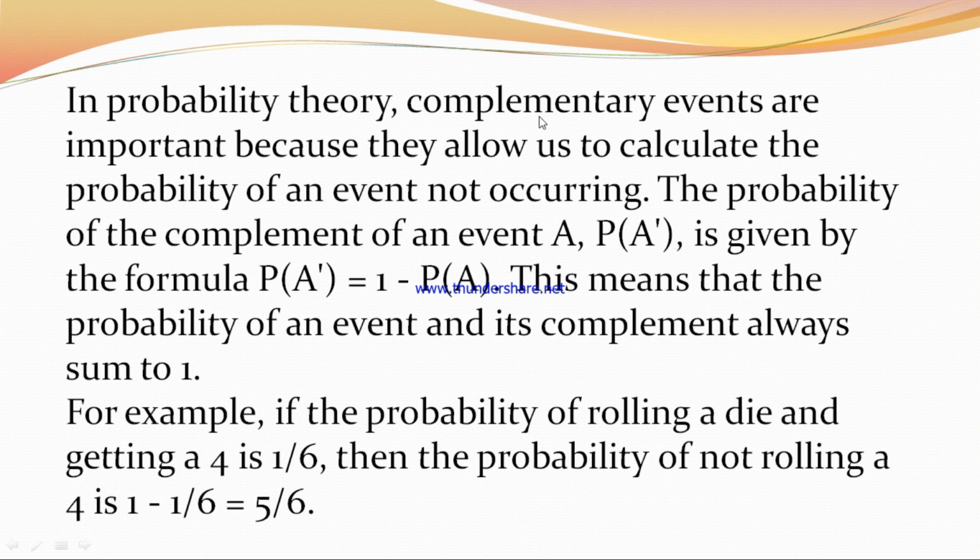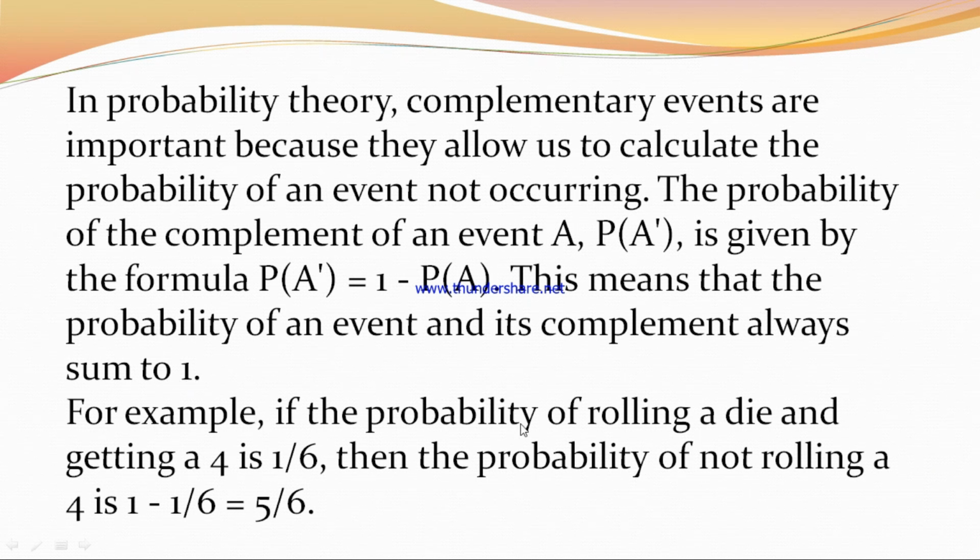In probability theory, complementary events are important because they allow us to calculate the probability of an event not occurring. The probability of the complement of an event A, probability of A complement, is given by the formula: probability of A complement is equal to 1 minus probability of A. This means that the probability of an event and its complement always sum to 1.